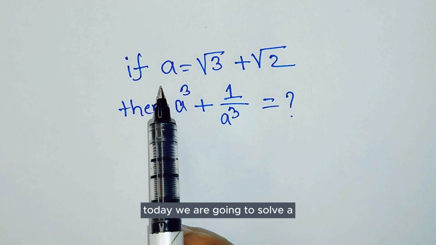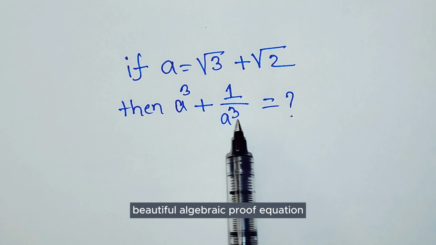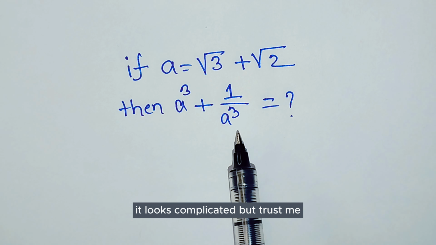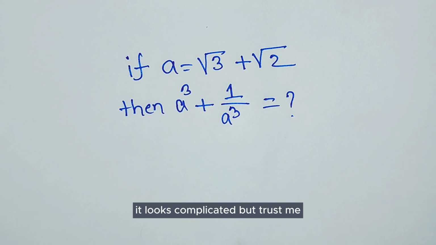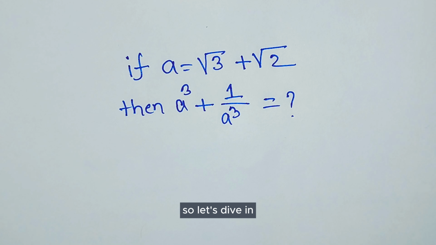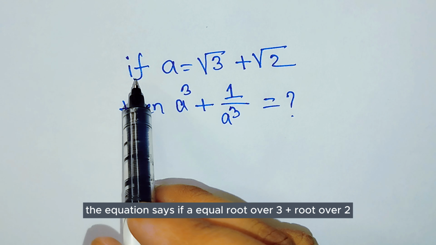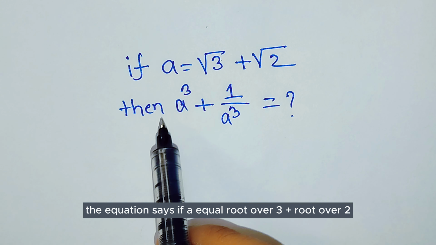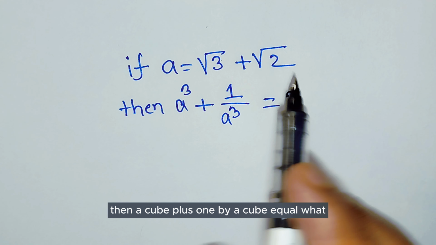Today we are going to solve a beautiful algebraic proof that looks complicated, but trust me, it becomes really simple once you understand the logic behind it. So let's dive in. The question says: if a equals root 3 plus root 2, then a cube plus 1 by a cube equals what?